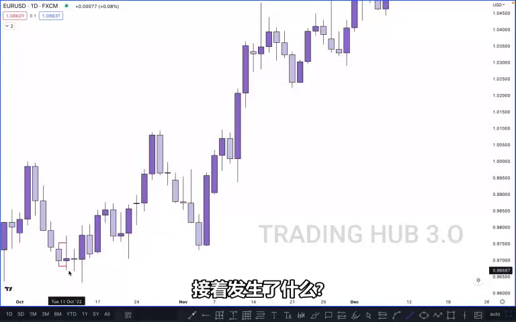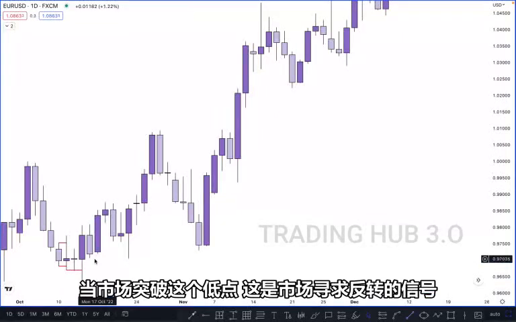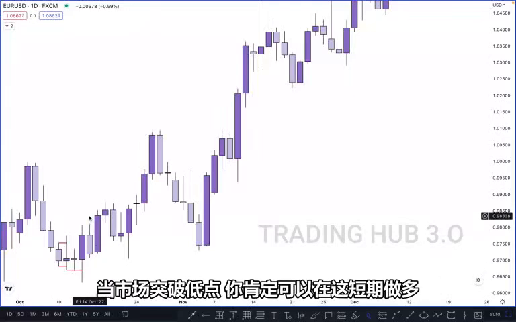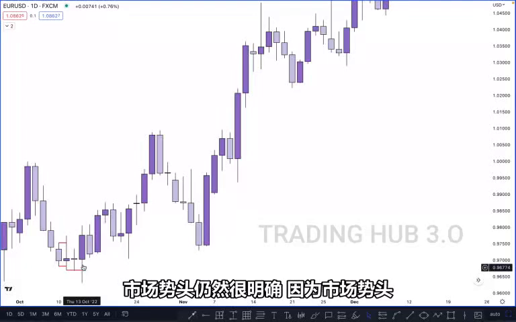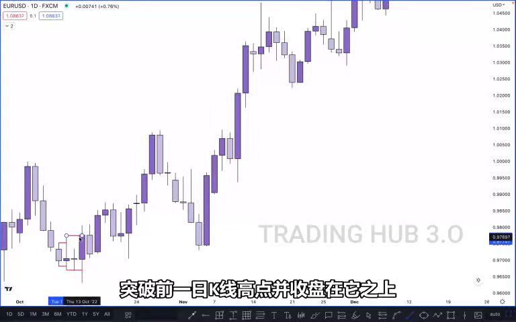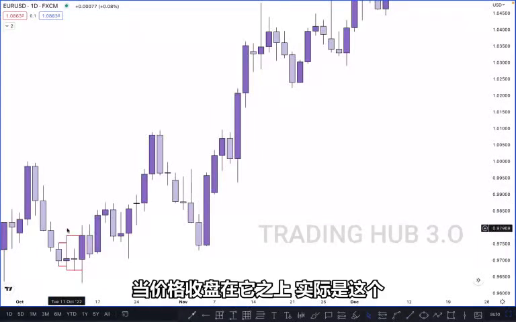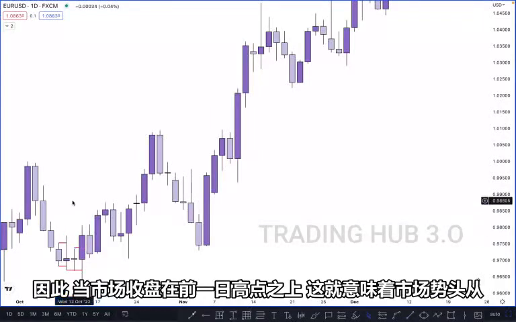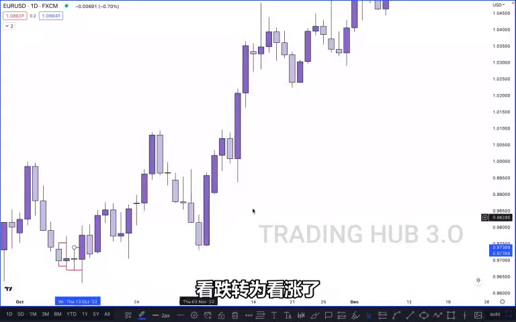Again, what happened here, the market took out this low, right? And when the market takes out this low, it is an indication that the market is actually looking for a reversal, and then definitely you can buy here for the short term, because market momentum is still bearish. And when we decide that the market is actually looking for a reversal, you have to wait for the previous candle high here and a close above it, right? So when the market closes above the previous candle high, it means market momentum has changed from bearish to bullish.